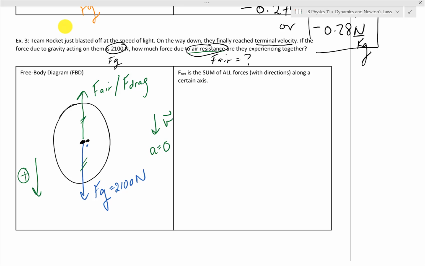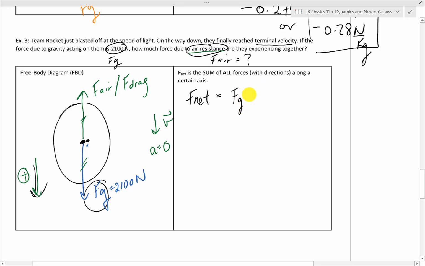Right now, we're trying to find the force due to air resistance, and we know that Fnet is the sum of our forces. In our case, since Fg is in the positive direction now, I have Fg minus Fair. That's my Fnet along the vertical axis right now. But right now, we only know Fg. We don't know Fair, meaning we need to know Fnet in order to figure this out.